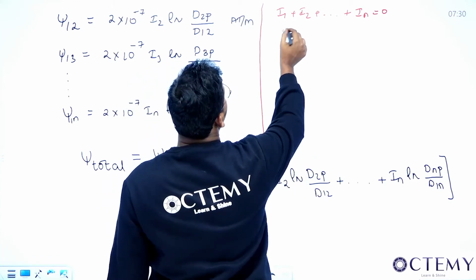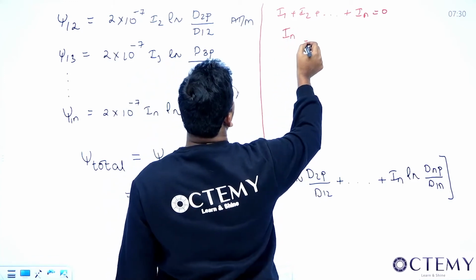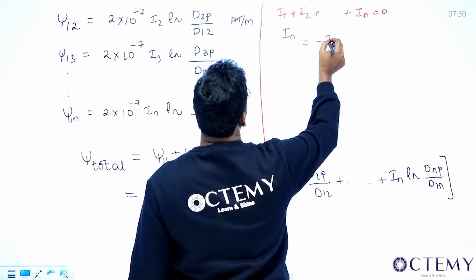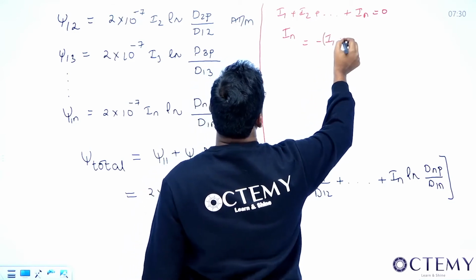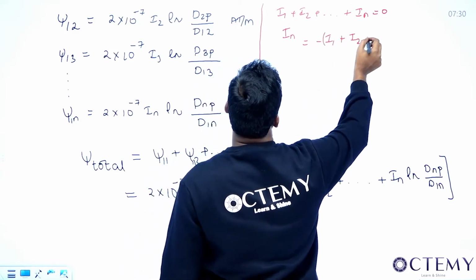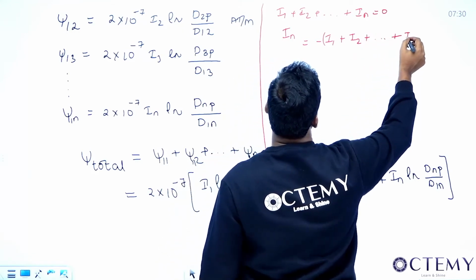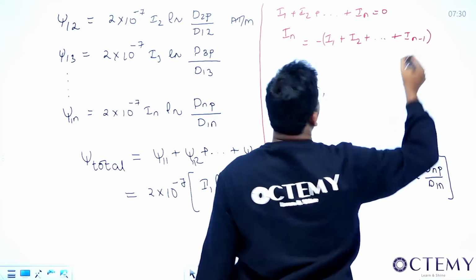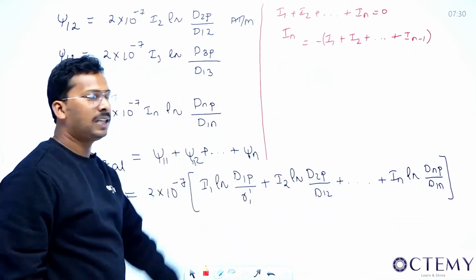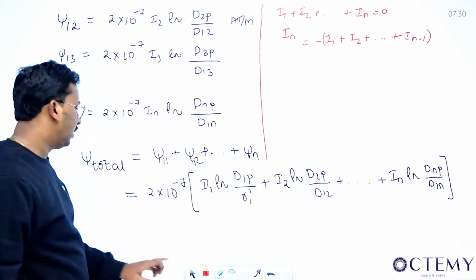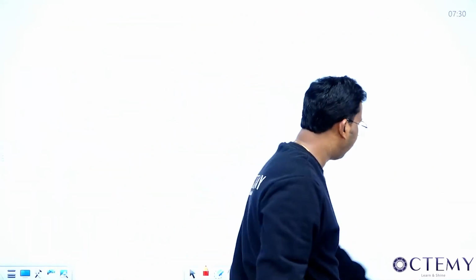If I replace In is equal to minus I1 minus I2 and then so on plus I(n minus 1). If I do this and substitute this here, so see sir, what will I get? Let me go to the next slide. So phi total will be equal to what?